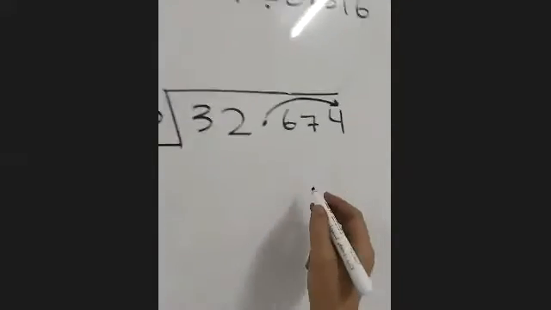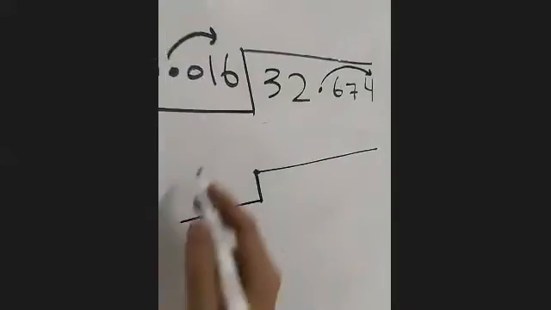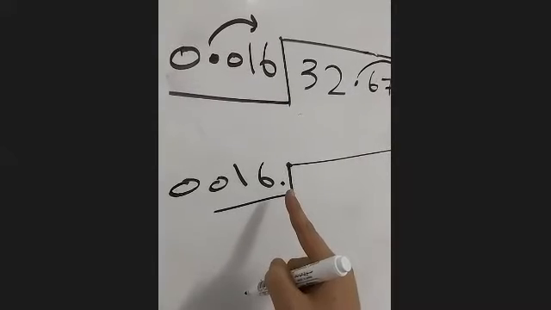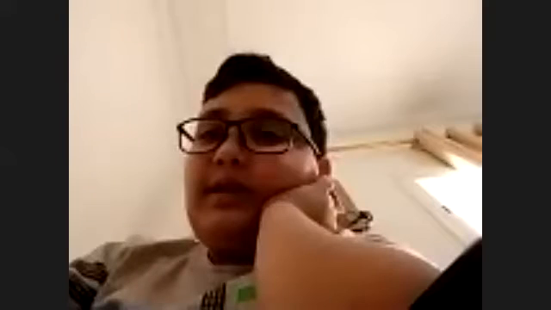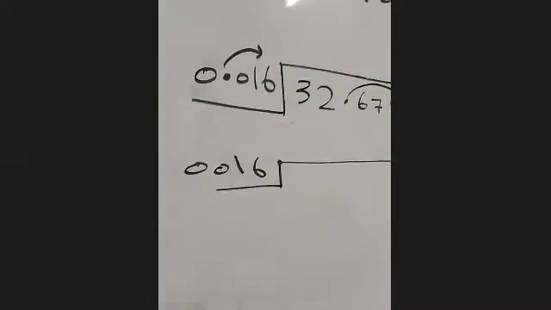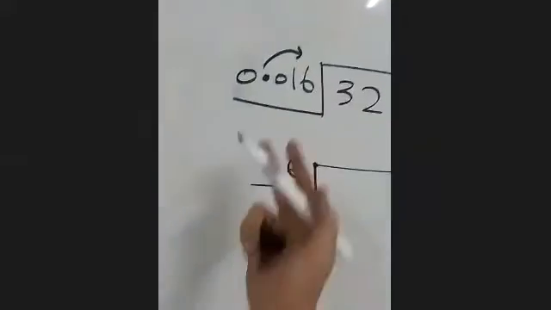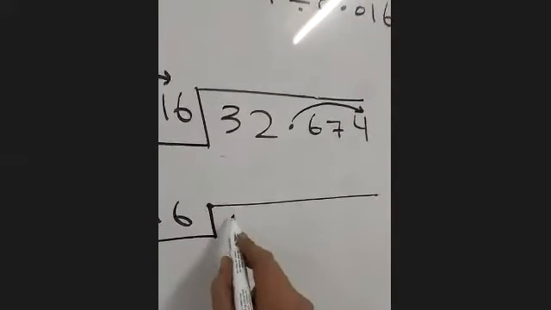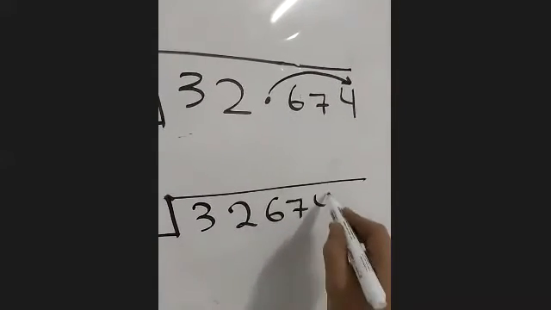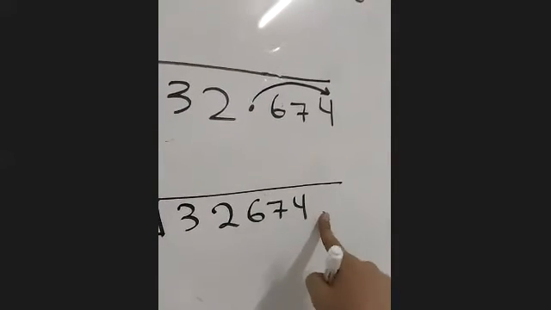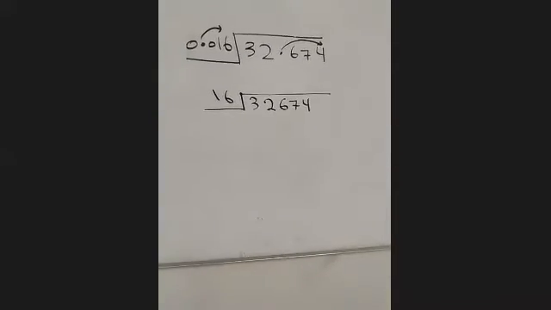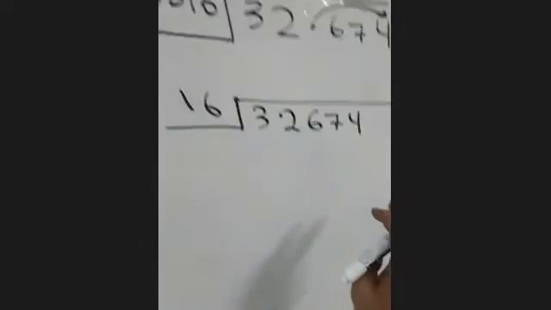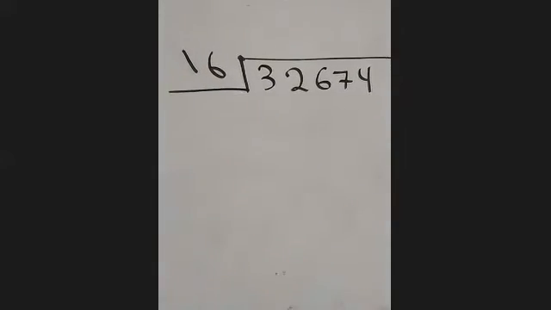Now, what are the new numbers after pushing both of the decimals? This will be 0016, and the decimal is here, right? So the 0, we don't need it, no value, and these 2 zeros, no need for them. So our new number in the divisor is 16. Here we have 3, 2, 6, 7, 4, and this decimal will be here, but no need for it because nothing is after the decimal, right? Now we forget the decimals, focus here, and do our normal division.